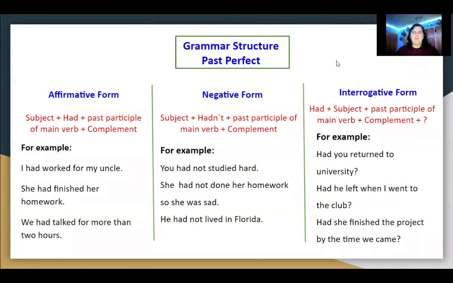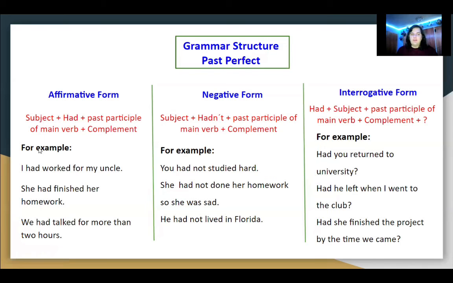Hello, my name is Manuel Ferreira, and I am going to talk about the grammar structure of past perfect. As you can see, in affirmative form, you have to make a subject plus had plus past participle of main verb plus complement, and these are a few examples of this affirmative form. I had worked for my uncle. I is the subject, had worked is the past participle of main verb, and for my uncle is the complement.